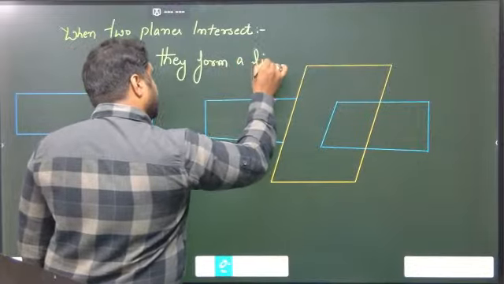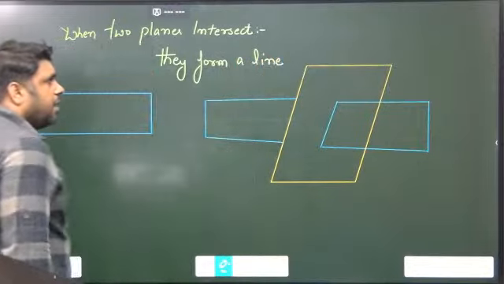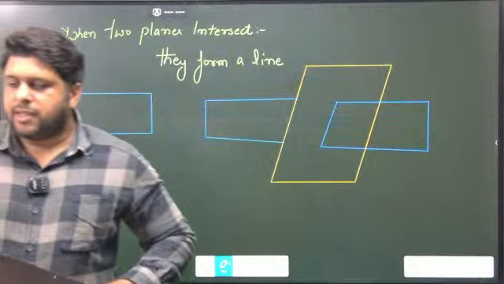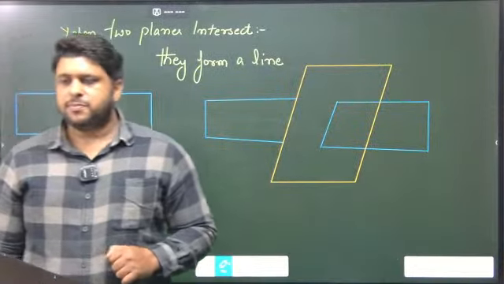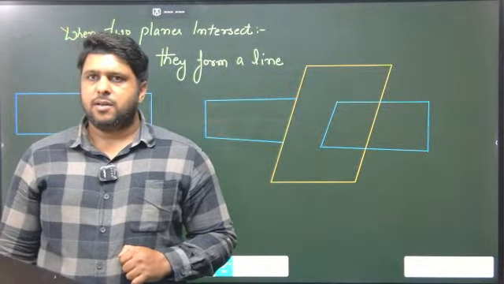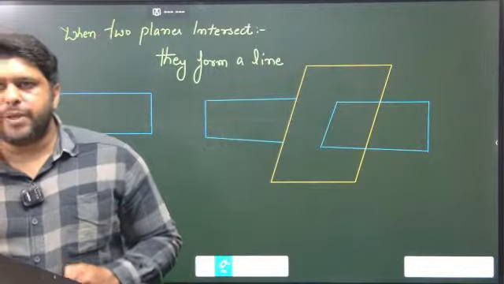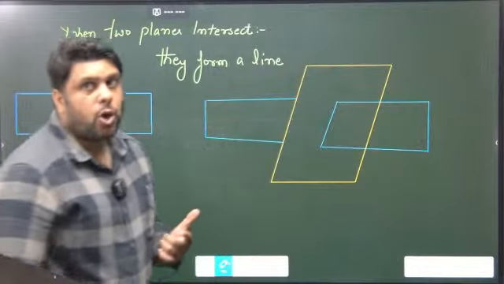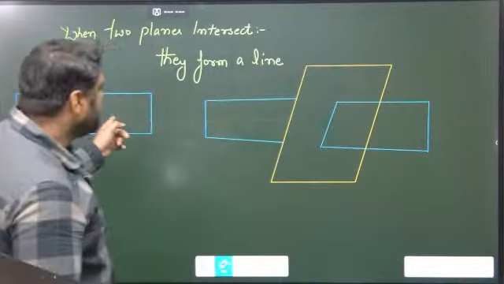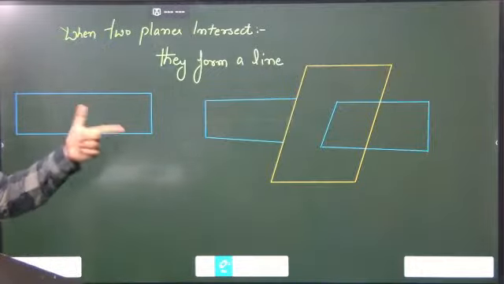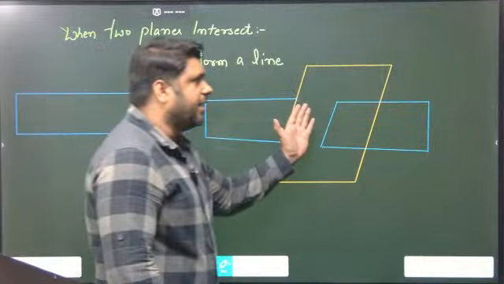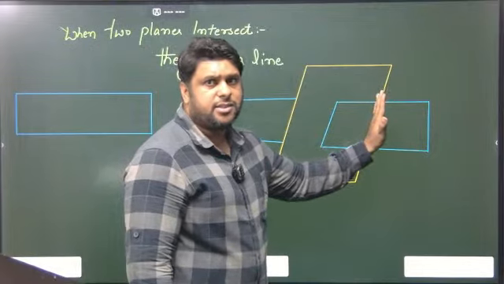a line. Now this line, is it going to be straight always? No, it is not going to be straight always. So here, if you see, our straight planes were intersecting. Here I have drawn it like this, but I have taught that it is a straight plane.